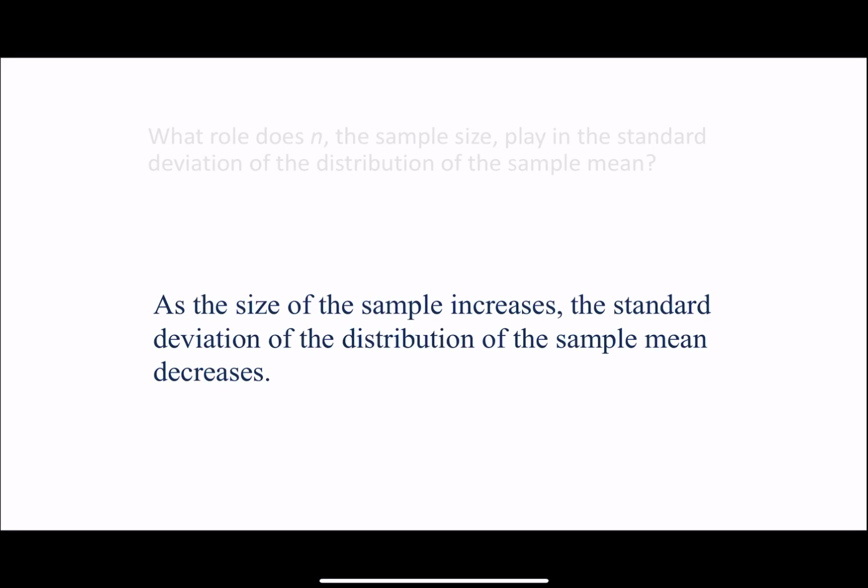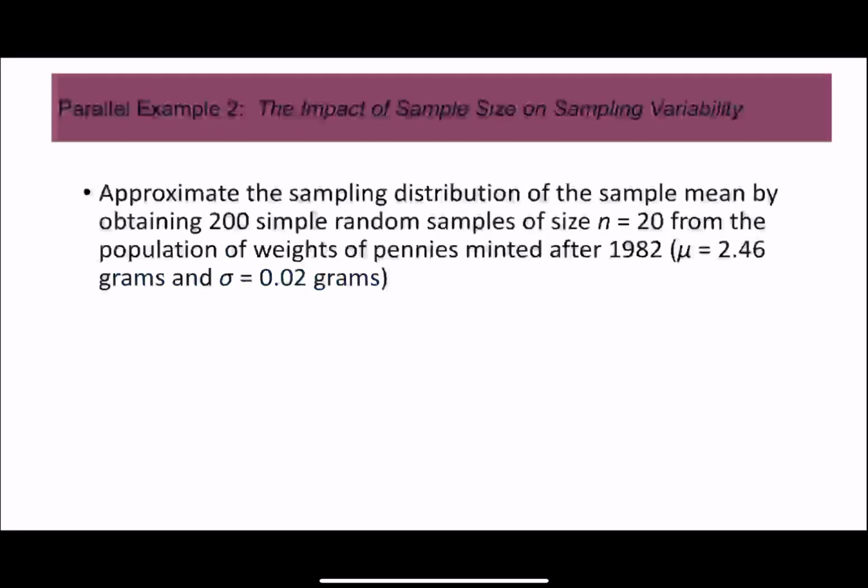And that means that the spread of our data is going to be less, because remember, standard deviation is the spread of the data. Because we are looking at means, the larger our sample size, the closer our mean is going to be to the population mean. Therefore, our standard deviation is going to get smaller because we are not going to be so spread out.